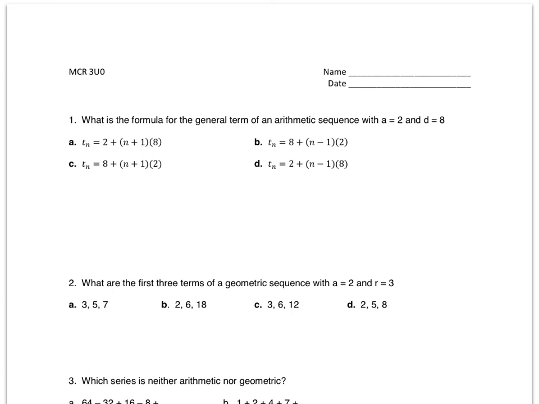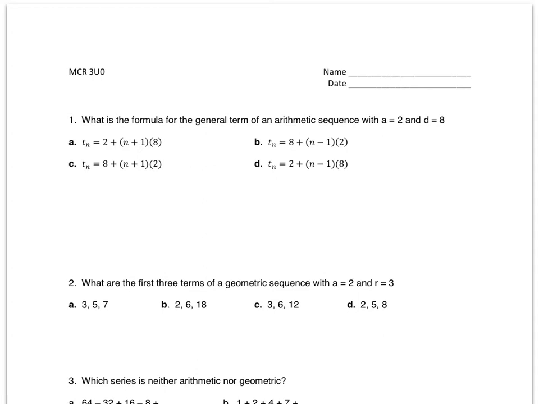In this video, I'm going to go through the solutions to the Unit 6 test. The first part is multiple choice, which says, what is the formula for the general term of an arithmetic sequence with the first term equal to 2 and the common difference equal to 8?